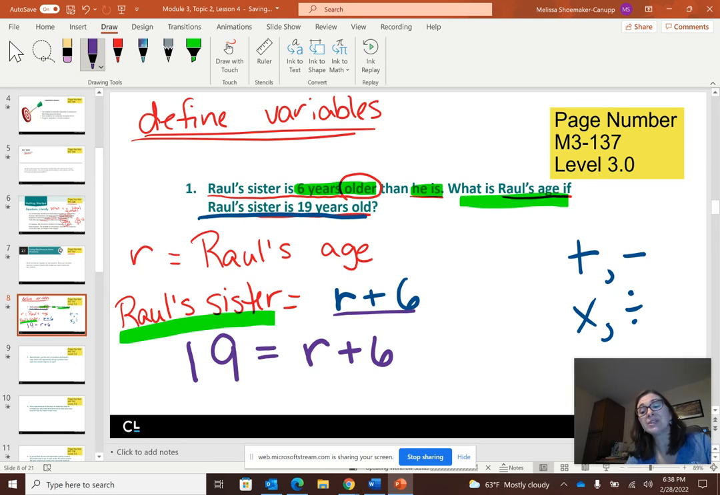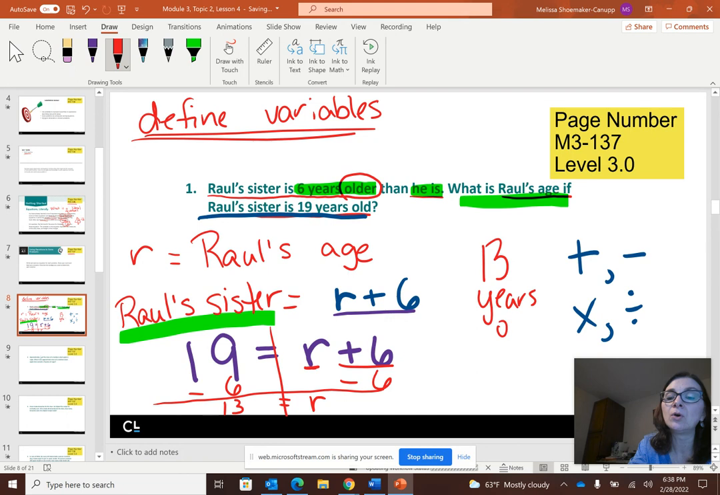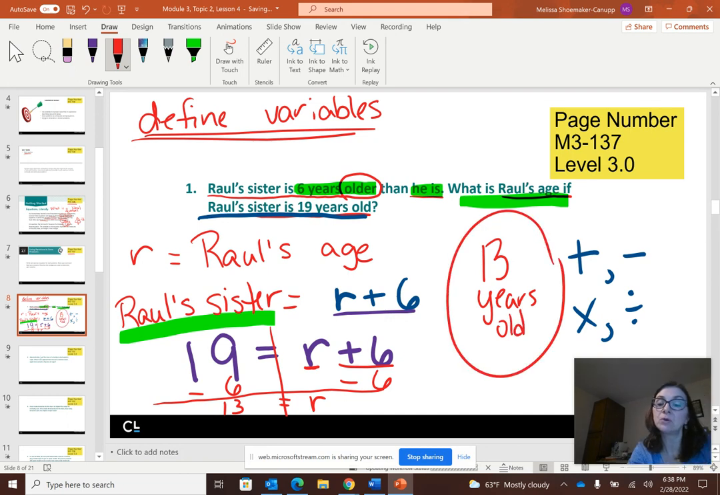And you guys just learned in the last section how to solve this. So we want to think about getting R by itself. What's the opposite of adding 6? We subtract 6. So we know Raul's age is 13 years old. Okay, so step by step by step.